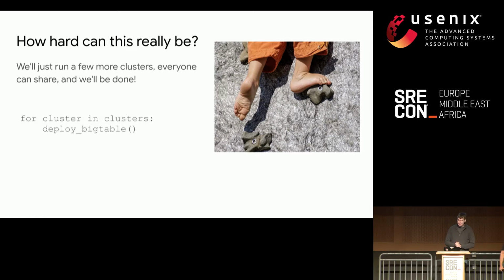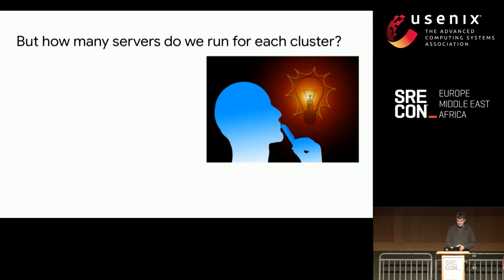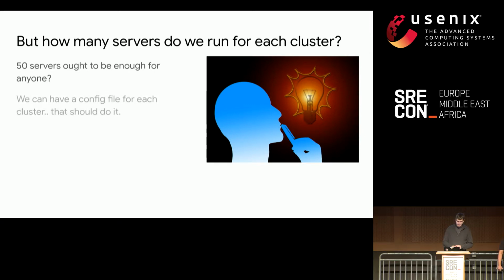We'll just deploy Bigtable in a for loop, and we'll run it in all the clusters that we need to, and everyone will be happy. This is probably not that hard. But it turns out we have a problem. How many servers should we actually run in every cluster? Should we run 50? 50 sounds like a good number to me. Maybe no one will ever need more than that. But the more I think about it, I think maybe we'll need to run 500 servers in one cluster and only 50 in another. So we can add a config file. And then we'll just change that config file as needed, and then we'll still keep our for loop, and that will go and push all the configs out to production.